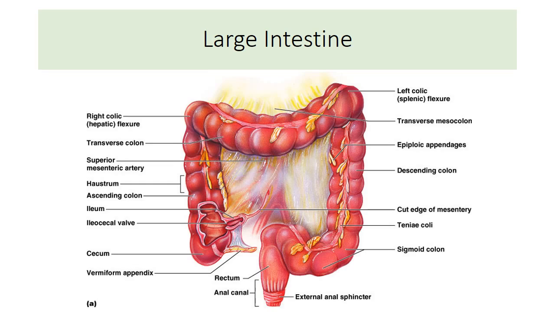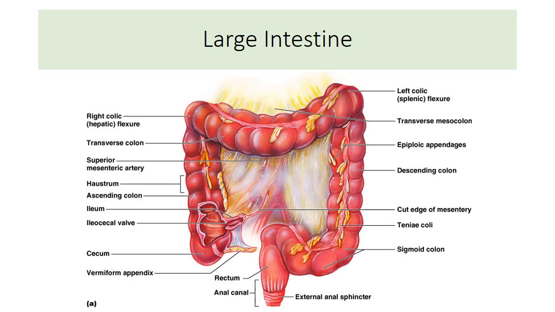The cecum will then enter into the ascending colon. Ascending colon turns into the transverse colon. Transverse colon continues into the descending colon. And then the descending colon will continue into the S-shaped sigmoid colon. Sigmoid colon empties into the rectum and then through the anal canal, and the internal and external anal sphincters will then open to the outside world.